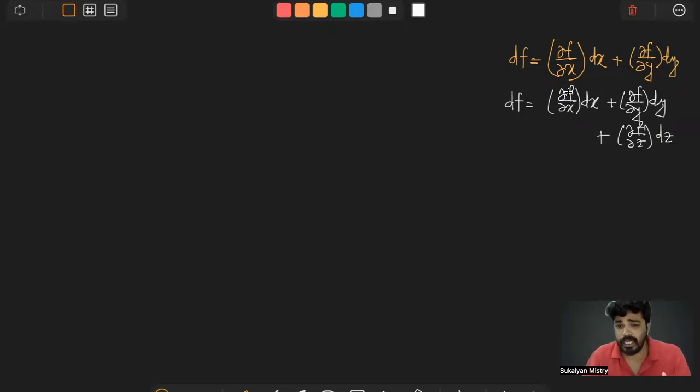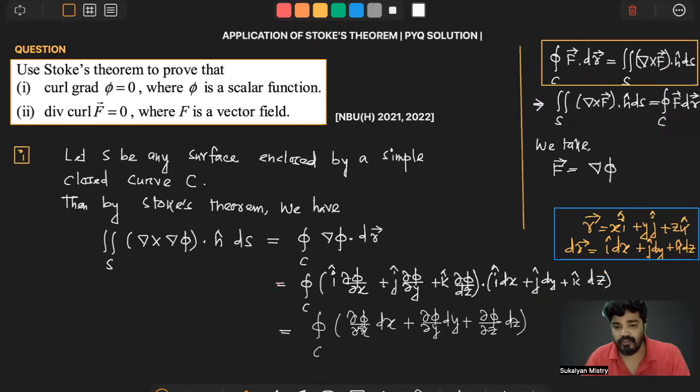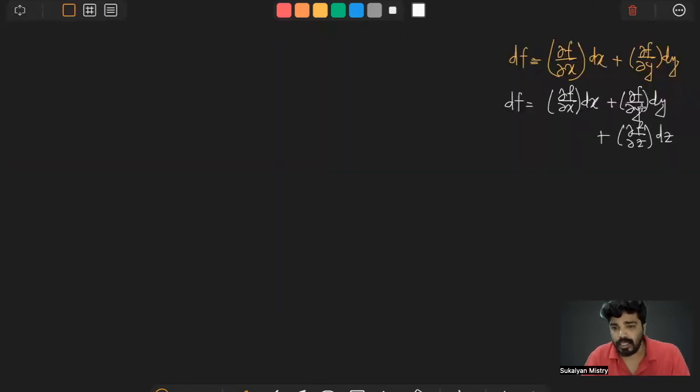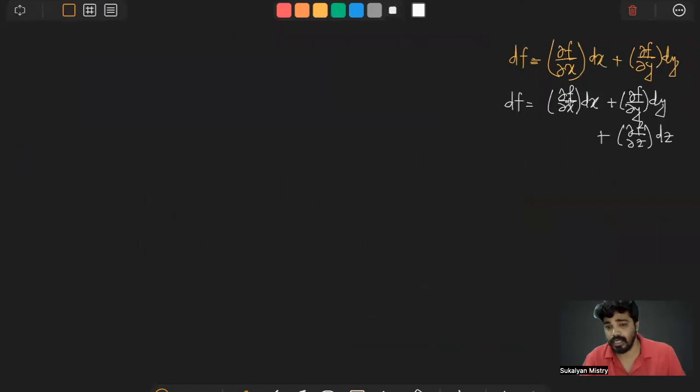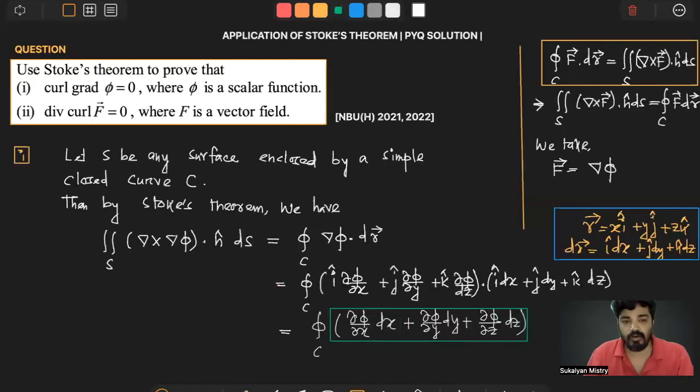Look, here we have del phi. What do we have here? We have del phi del x into dx plus del phi del y into dy plus del phi del z into dz. So for this problem, it will be d phi, right? This is the total differential, so del phi del x into dx plus del phi del y into dy plus del phi del z into dz. So that will be d phi.